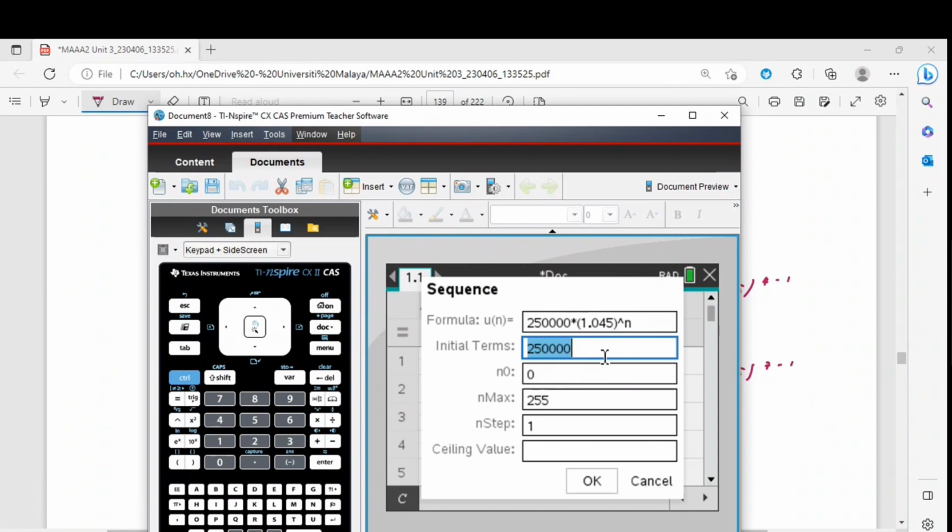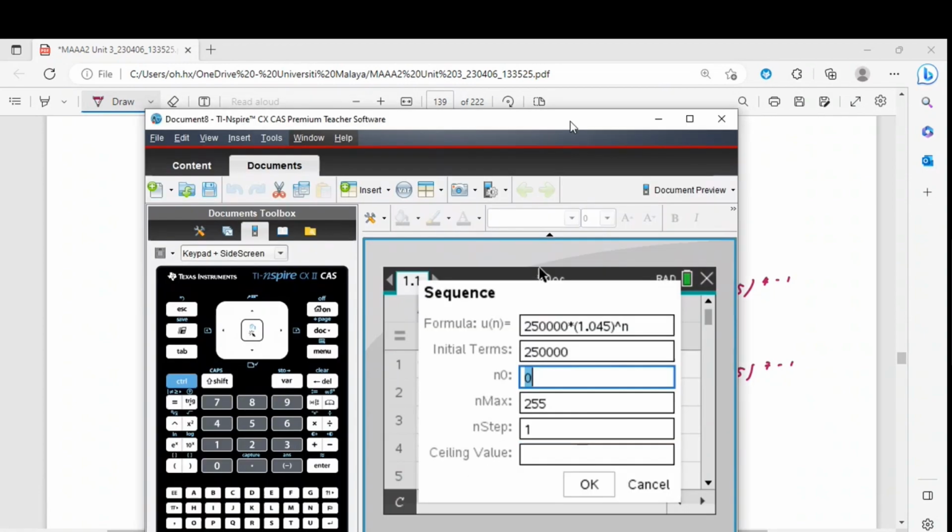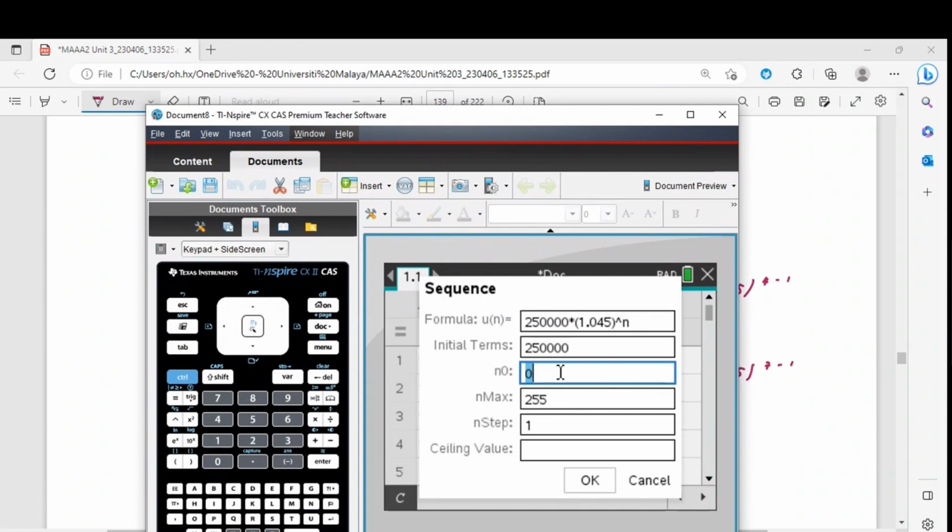Because or else some of your numbers will go wrong. Later I will show you the wrong example, but for now you can just follow first. Why are we putting 0 here? Because 250,000 is our T0. This only applies when you are doing the nth term rule. If you are using the recursive rule, then you do not need to change that. It doesn't actually change your answer.